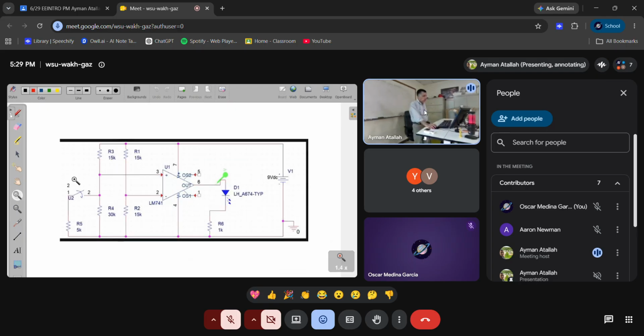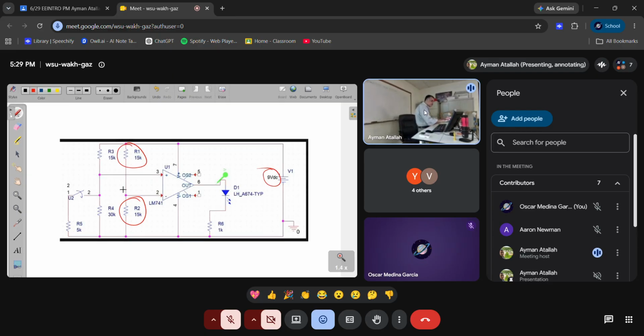Okay, so we are going to simulate this. Here I use the operational amplifier as a comparator. I have these two resistances here. This resistance and this resistance are exactly equal, 15K and 15K. And I applied a voltage here of 9 volt.